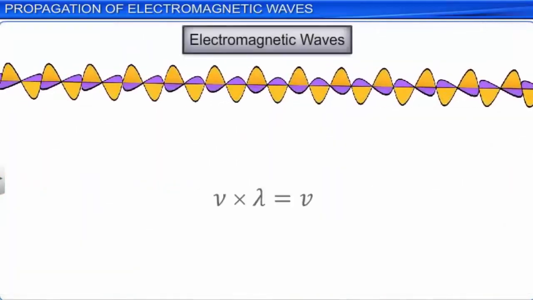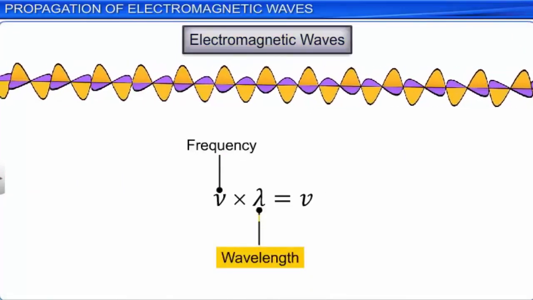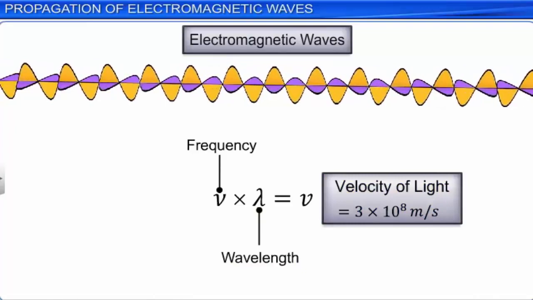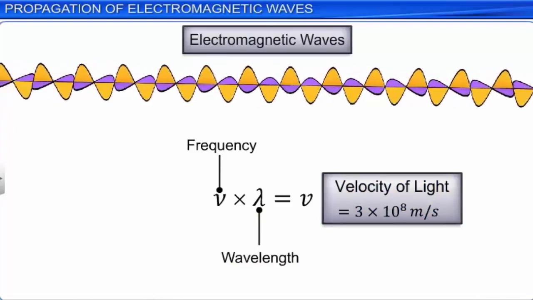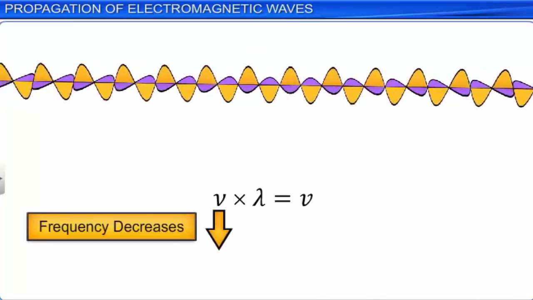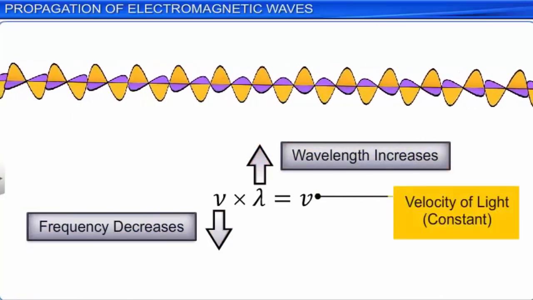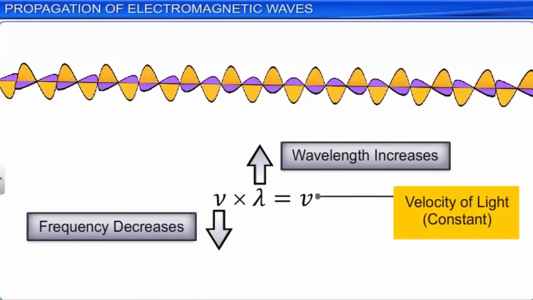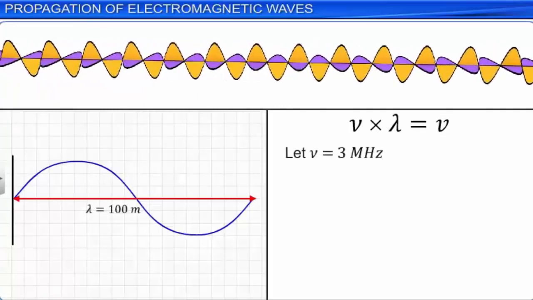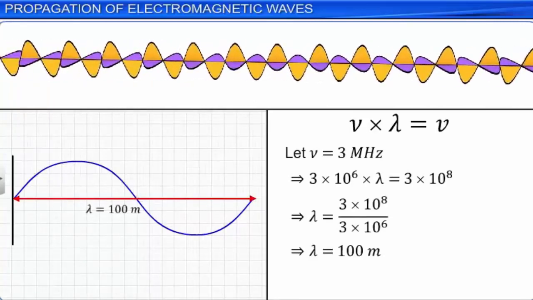We know that the product of the frequency and wavelength of an electromagnetic wave is constant and is equal to the velocity of light, which is a constant and is equal to 3 × 10⁸ meter per second. As the frequency of an electromagnetic wave decreases, its wavelength increases. Thus, low-frequency signals have large wavelengths. For example, consider a signal with a frequency of 3 MHz. Then, the signal has a wavelength of 100 meter. The wavelength of the signal plays an important role in the size of the transmitting antennas.